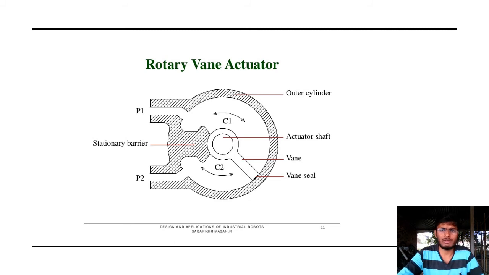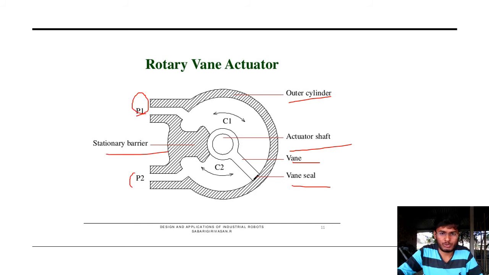So in a rotary vane actuator, there are two ports, first P1 and P2. There is a stationary barrier. There is an outer cylinder, actuator shaft, vane seal. You see here, actuator shaft, vane seal, stationary barrier. This is the P1 port, this is the P2 port.